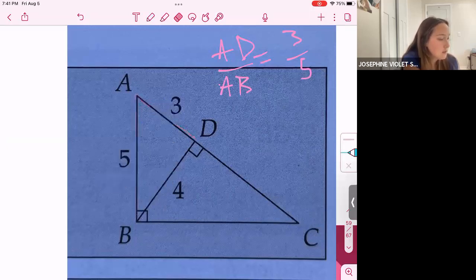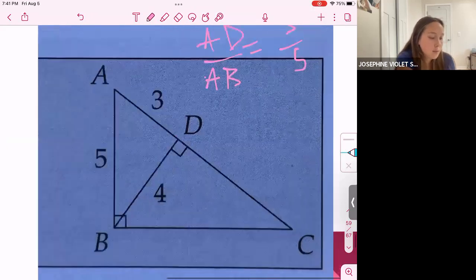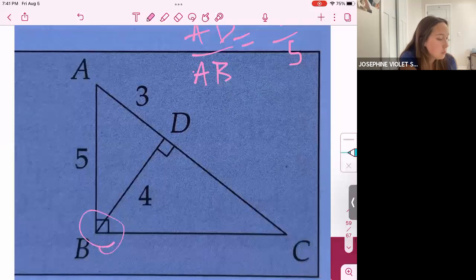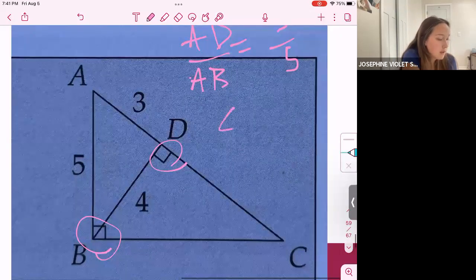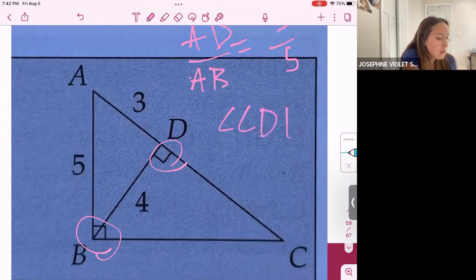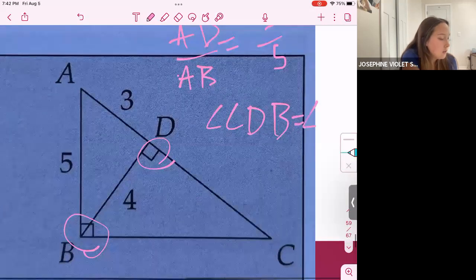And so yeah, that'll be helpful later in finding the side lengths of this triangle. Let's focus on the angles because we're dealing with angle similarity. And I noticed that we have 2 right angles here. So we have 2 right angles. Angle CDB is equal to angle, what would that be? ABC.